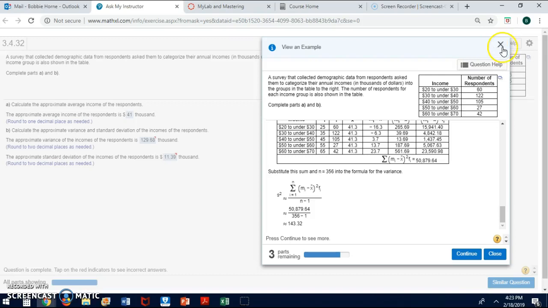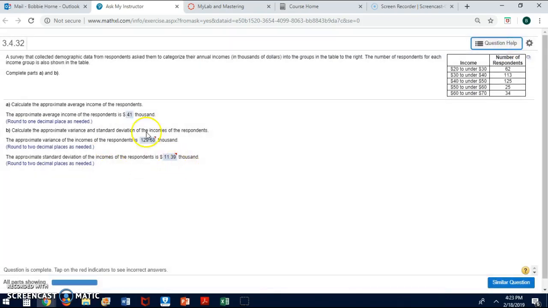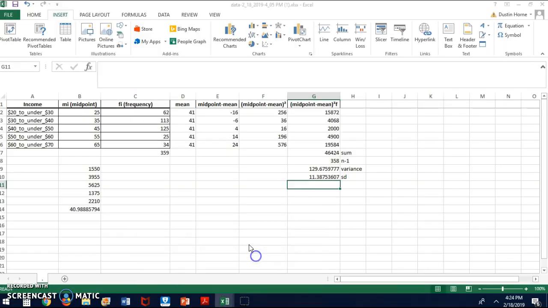Okay, so I had a student ask a question about how to calculate the approximate variance and standard deviation. So I will show you how to calculate those. All I did was click on Open in Excel, and it pulled the information up, and I labeled it.